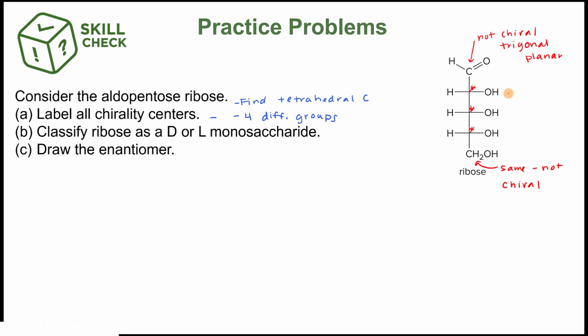To classify whether the ribose is a D or an L, we're going to look at the last chiral carbon. If the OH is on the right, it's D. If the OH is left, it's L. Our last chiral carbon is not number 5, it's actually number 4, because 5 we said was not chiral. And this alcohol is on the right side, so this one is D.